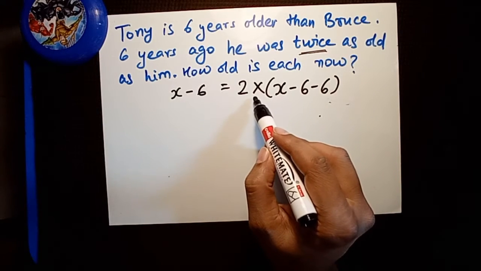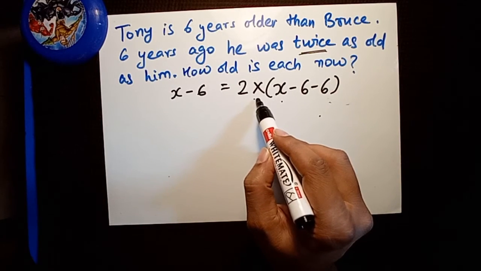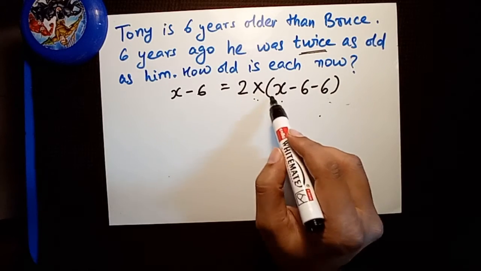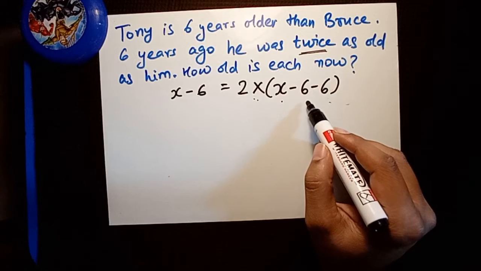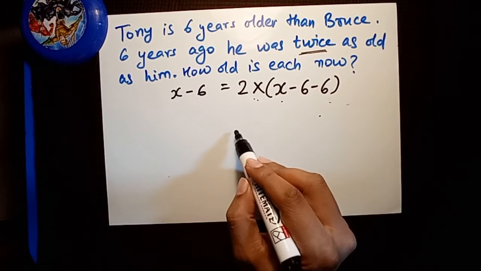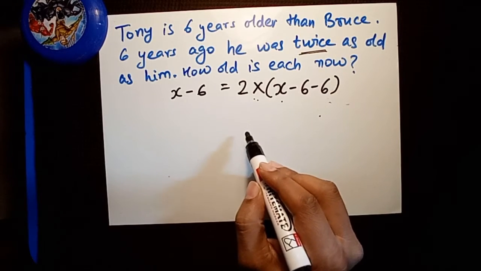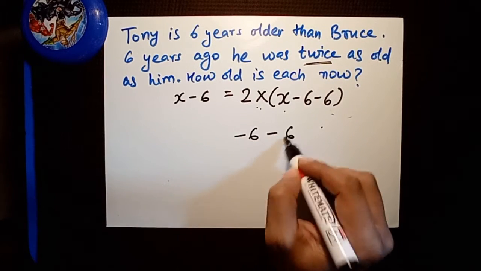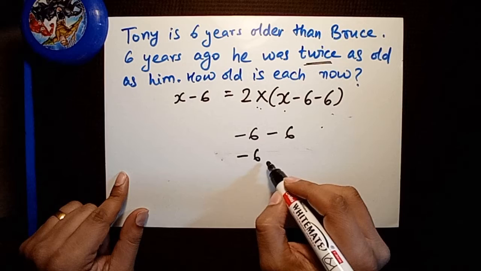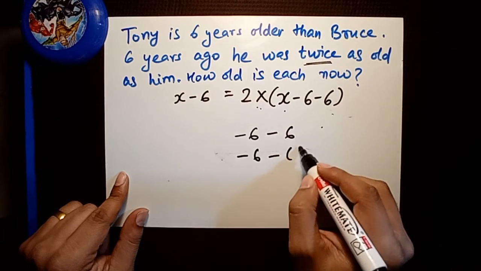Do not get confused with this and this. This is multiplication, straight lines; curly lines is X. Okay. What is minus 6 minus 6? To understand it, because I am solving this from first principles, minus 6 can also be written as minus 6 minus 6.